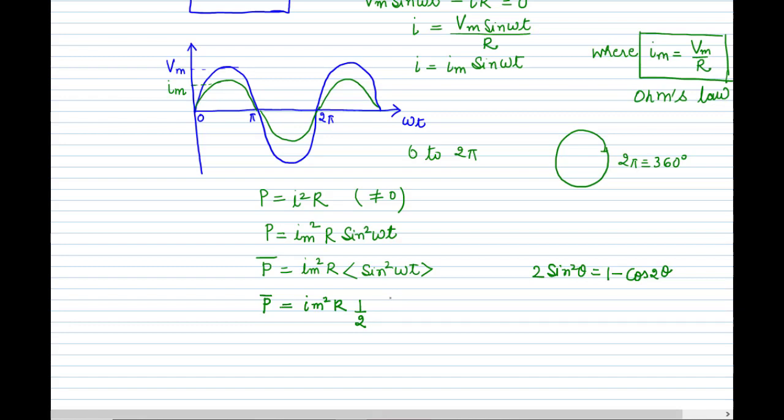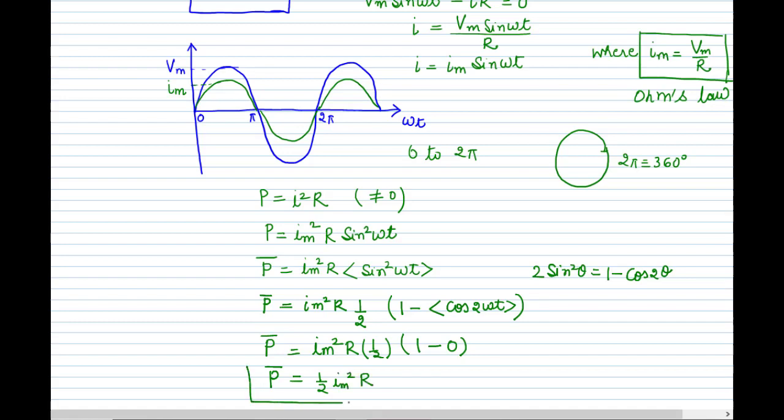Then this is 1 minus an average of cos 2 omega t. Right? We have used this formula in the equation, and this is the equation we are getting. So the average of power will be Im square R 1 upon 2, then this is 1 minus 0. Because if you take any cos wave, then for a complete cycle, you take the average and it is also 0 always. So we get the average value of power P is equal to half Im square R.